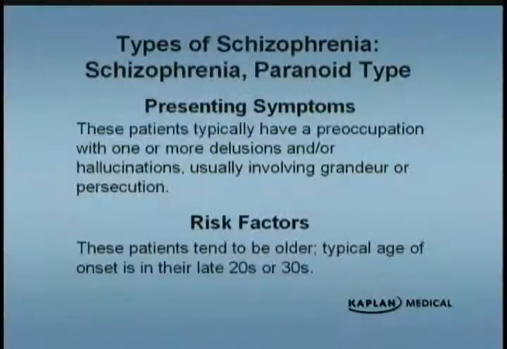The theme of this case is one of persecution. Someone is after him, someone wants to take away his ideas, and that, of course, would be the schizophrenia paranoid type. These are the patients who basically have either hallucinations or delusions involving 2 central themes. These are grandeur or persecution. These patients tend to be older, they tend to have a better prognosis, and this is the most common type of schizophrenia.